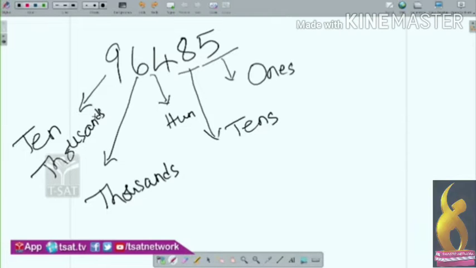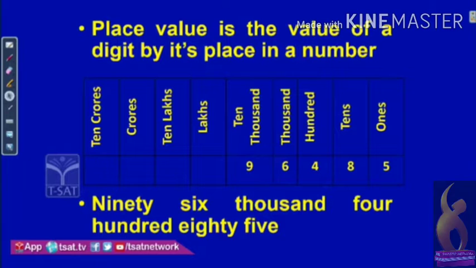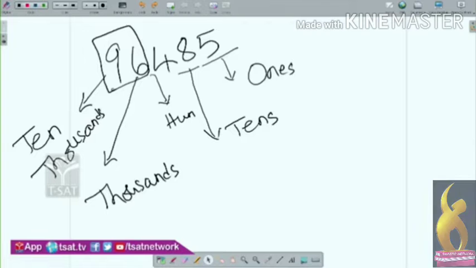Now, how will we read this number? That is, this 96 is in thousands place. I mean, if you add both together, that means we have 96,000s. And what about the remaining 3 digits? It is nothing but 485. That means we can write the number as 96,485. Now, in the same way we can write this number by using these place values in expanded form also.